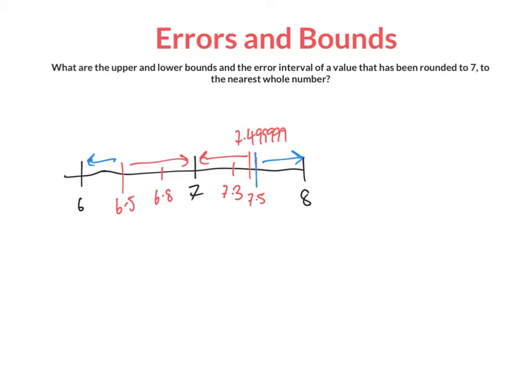And so what we've got is this interval, anywhere between 6.5 and 7.5. We include 6.5, but we don't include 7.5. And this is what we call our error interval, where the value could be anywhere between 6.5 and 7.5. And this bottom number is what we call the lower bound. It's the lowest value.